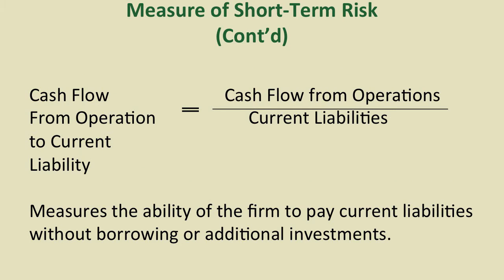The third ratio we're going to talk about here is cash flow from operation to current liabilities ratio. It equals cash flow from operations divided by current liabilities. Cash flow from operation, this measure, can be found in the statement of cash flows. So this ratio is measuring the ability of the firm to pay current liabilities using the operating cash flow generated from their internal operations without borrowing, without additional investment.